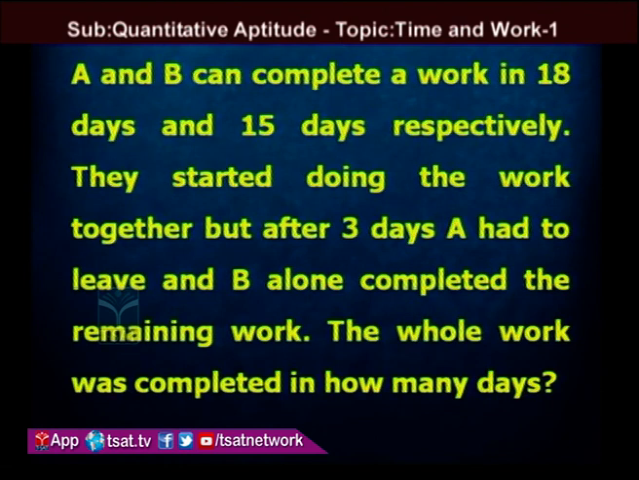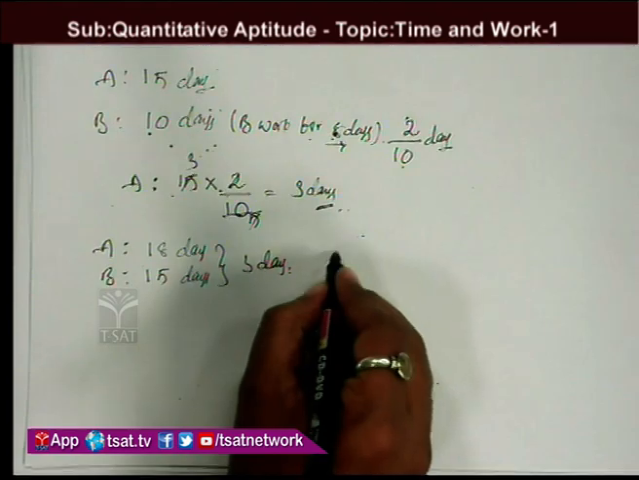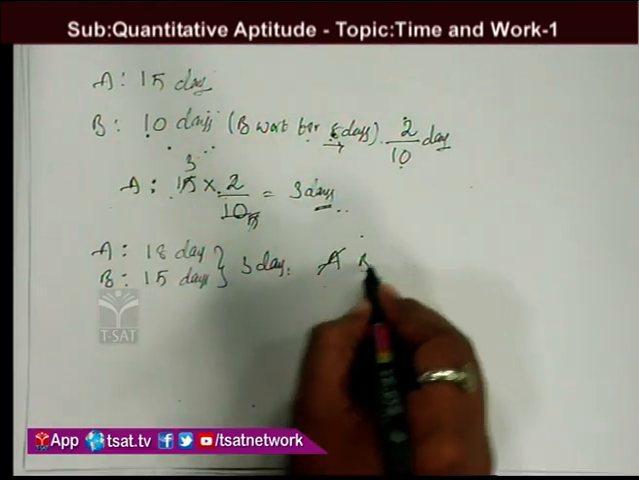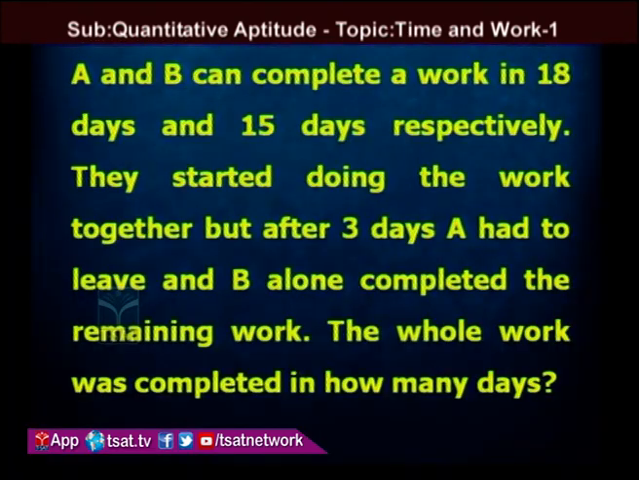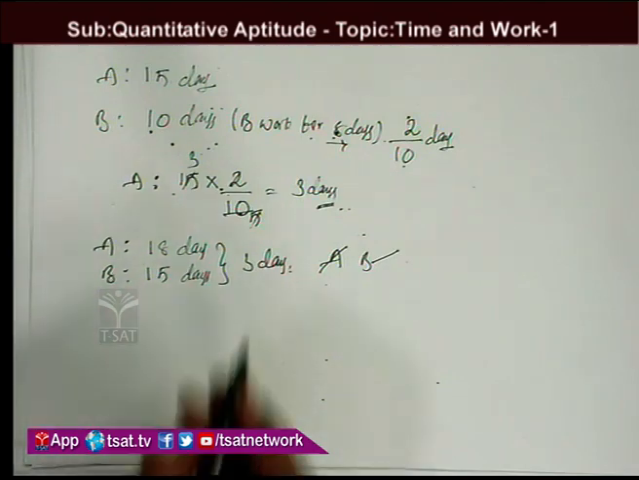A had to leave and B alone completes the remaining work. After 3 days, A left the job and B only continues the job. The whole work was completed in how many days? Whole work means they completed 3 days, and B has to complete the remaining work in how many days? That will be the whole work completed in how many days. In this question, we have a small technique for it.